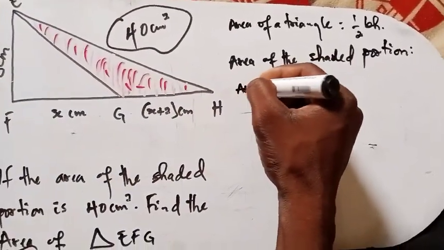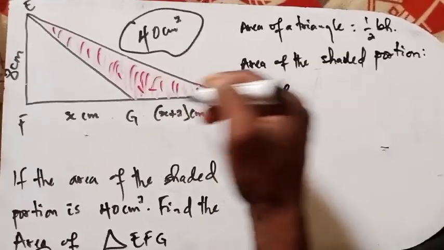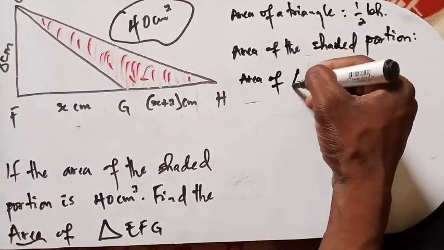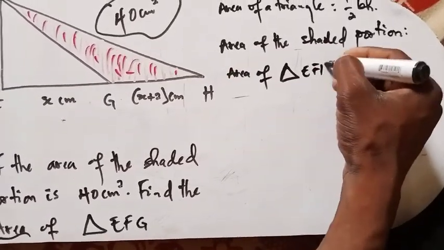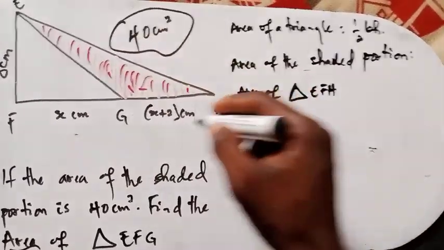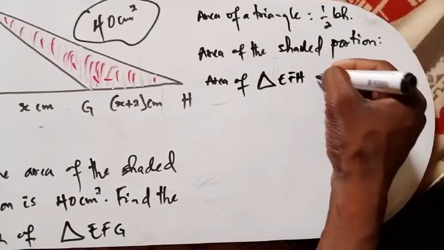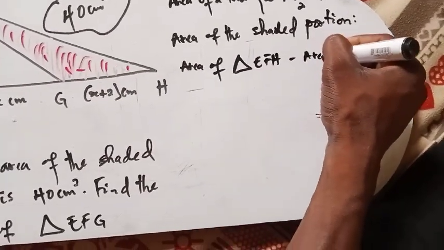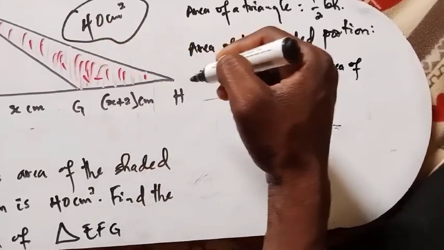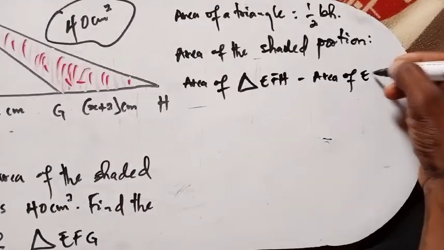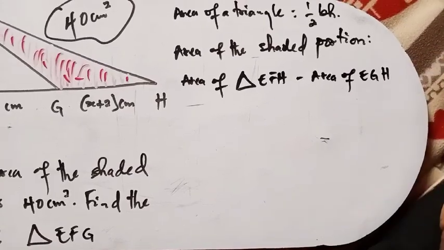With that scenario, that's going to be the area of the whole diagram. These are the symbols of a triangle E, F, and then H, right? So the whole thing minus what you spend. So minus the area of what? That's going to be E, G, and then H, right? So E, G, and H.